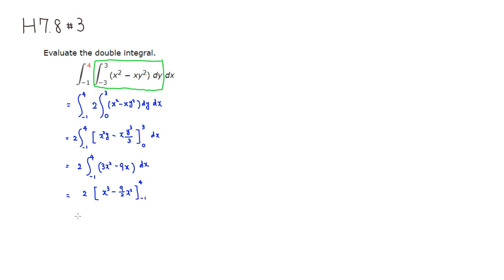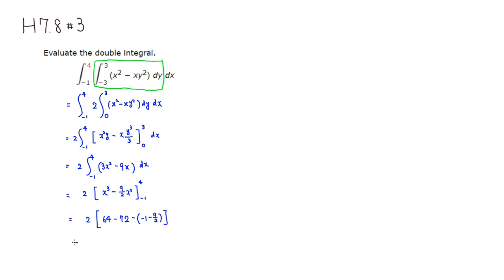So we plug it in. If you plug in 4, 4 cubed is 64. Minus, 4 squared is 16, divided by 2 is 8, and 8 times 9 is 72. And minus, if you plug in -1, it's going to be -1, and -1 squared is 1, so it's going to be minus 9 over 2.